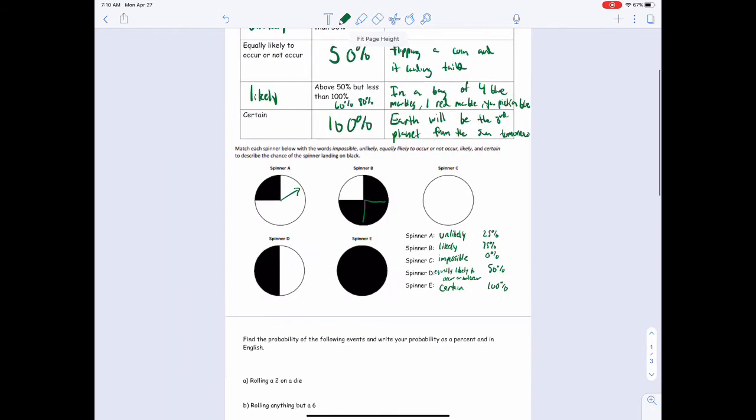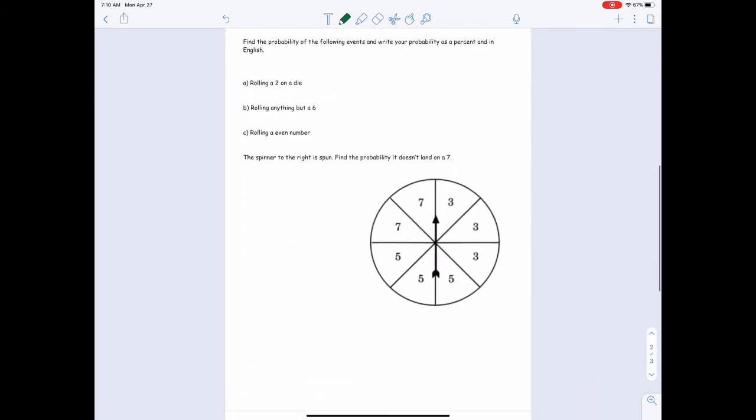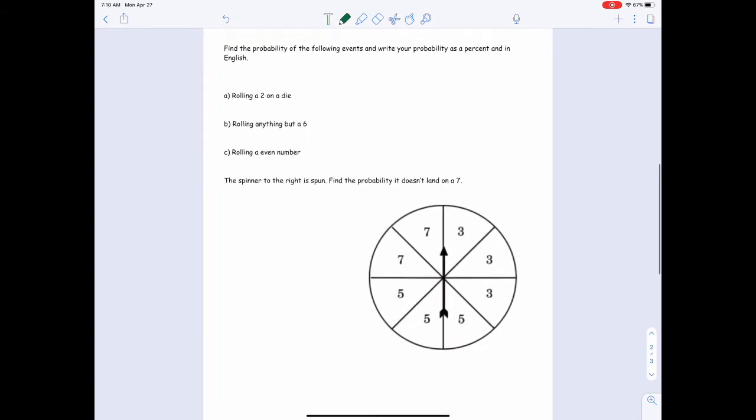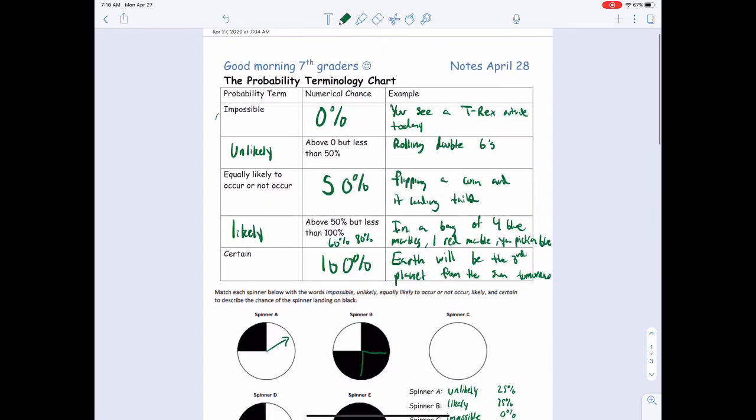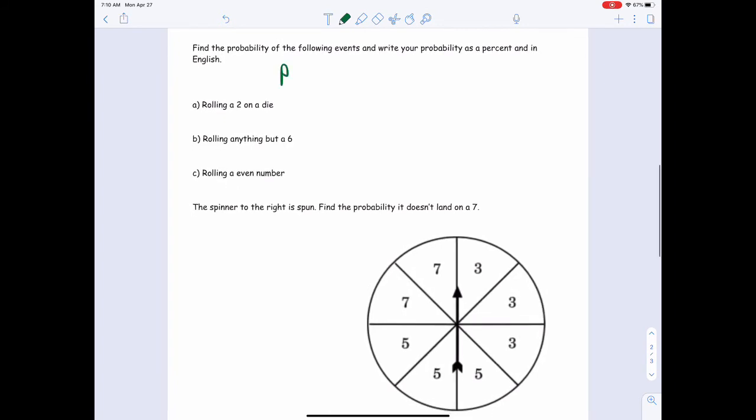All right. Let's take a few more questions here, and then you'll be all ready to crush the assignment. So find the probability of the following events and write your probability as a percent and in English. So the English is just these terms over here. So let's review how to find the probability. Probability equals the number of winning events over the total number of possibilities.